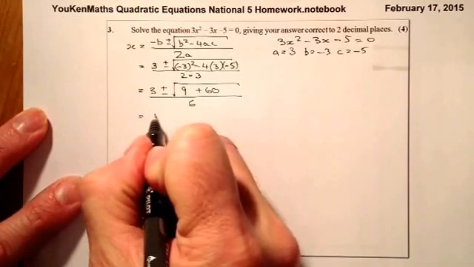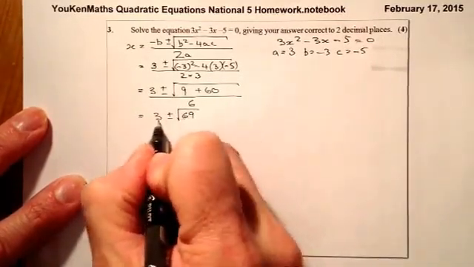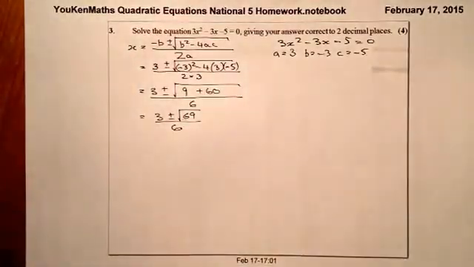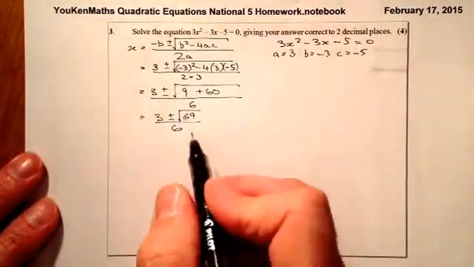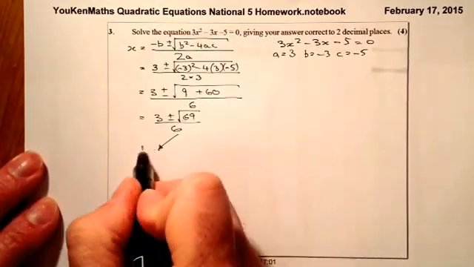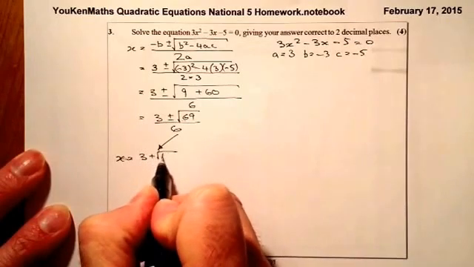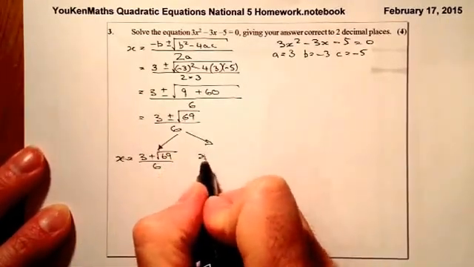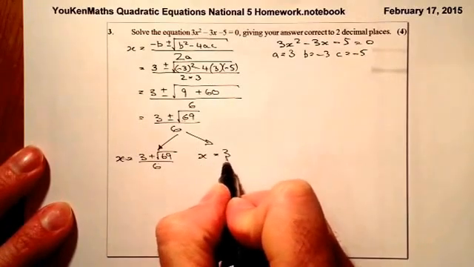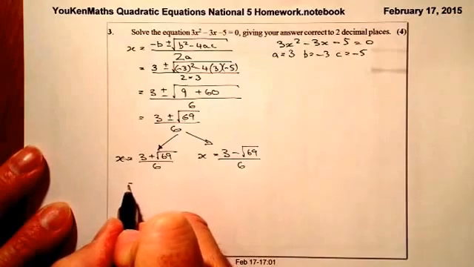Right then, so we've got 3 plus or minus the square root of 69 all over 6. And from there, I've got 2 solutions, because I've got a plus and a minus there. So the first solution is x equals 3 plus the square root of 69 all over 6. Over this way, I've got x equals 3 minus the square root of 69 all over 6.